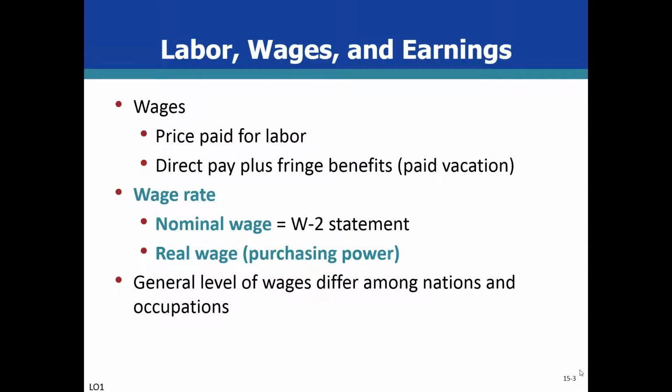Wages are the price paid to households for labor's resource. Whether you're a salaried employee getting paid monthly or an hourly employee getting paid on a weekly basis, there are two components of compensation: wages and fringe benefits, such as medical insurance, paid vacations, paid holidays, and in some very progressive companies, childcare.